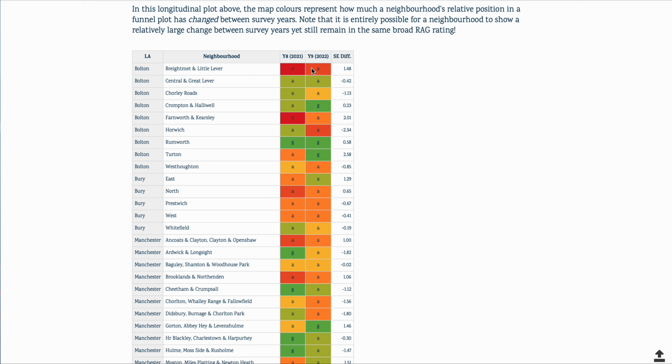So you can see the colour coding. The colour coding is green because the neighbourhood, in this case Central and Great Lever in Bolton, is green overall, but the RAG rating, because we're looking at changes, is amber because that relative position hasn't changed. Hopefully that makes sense.